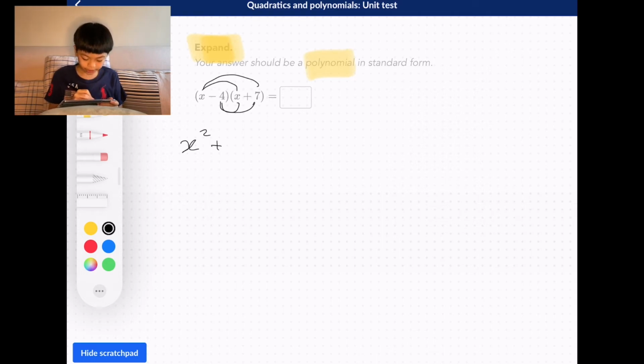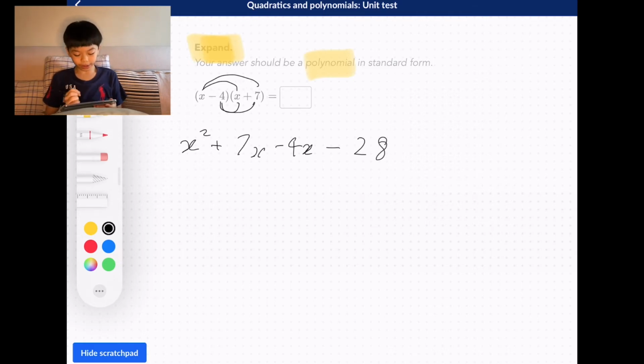plus x times 7, which is 7x, and then minus 4 times x, so it would be a negative for sure. So it's minus 4x, minus 4 times 7, positive, would also be a negative. So it's minus 4 times 7 is 28, plus a minus over there, so it's minus 28.